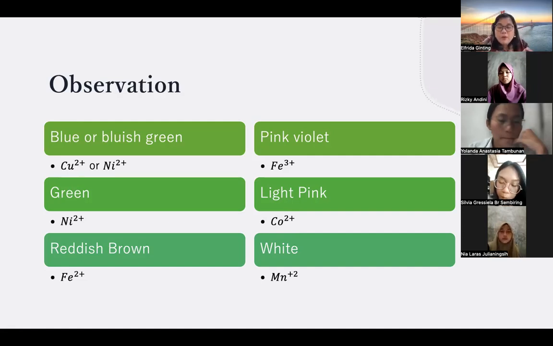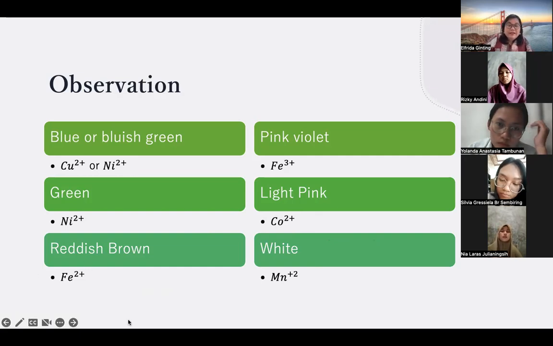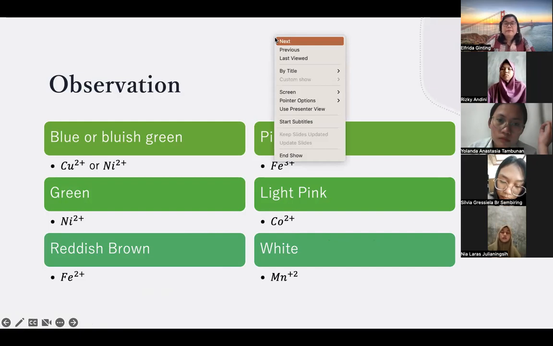Now Mn2+, here we have white color. So based on the appearance of the material, of the metal, you can decide what type of metal you have.